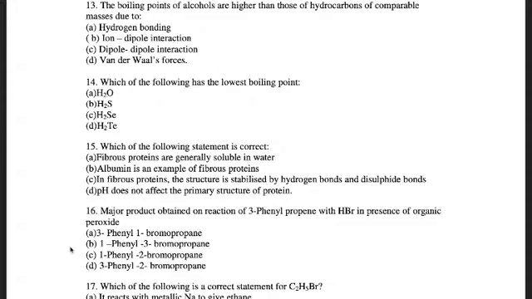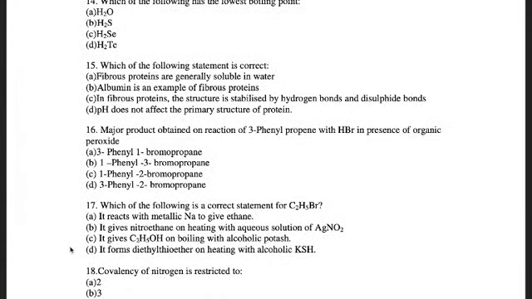that is C6H5CH2CH=CH2 plus HBr. The organic peroxide gives rise to C6H5CH2CH2CH2Br, anti-Markovnikov addition. Question number 17. Which of the following is a correct statement for C2H5Br?